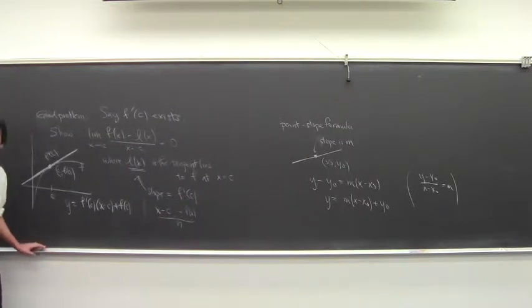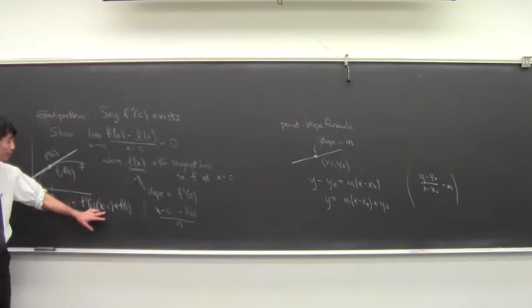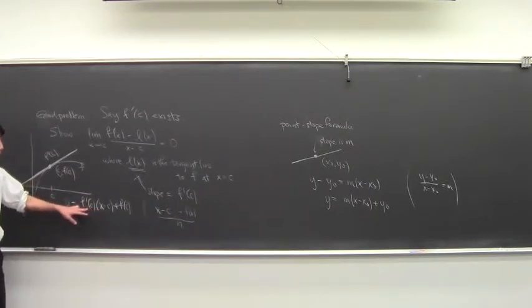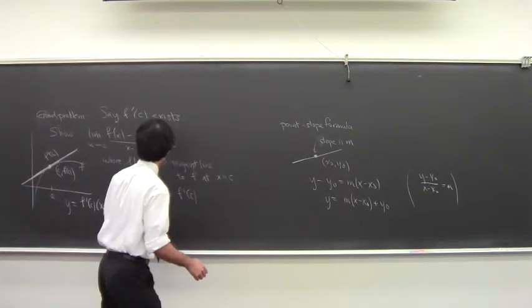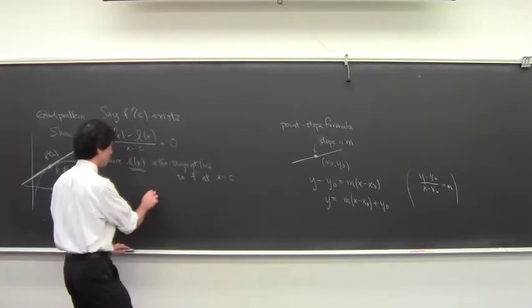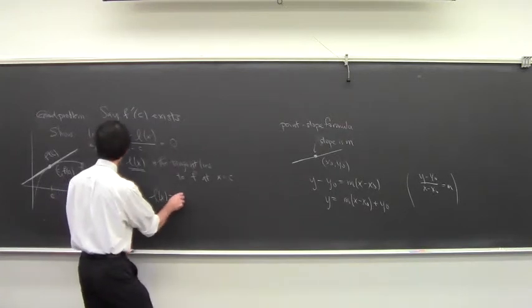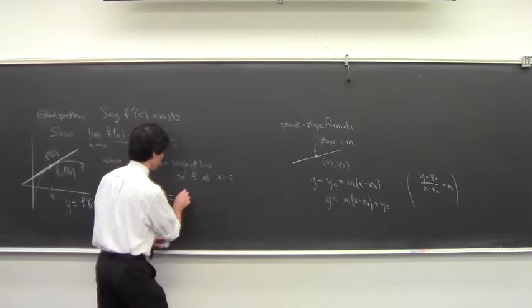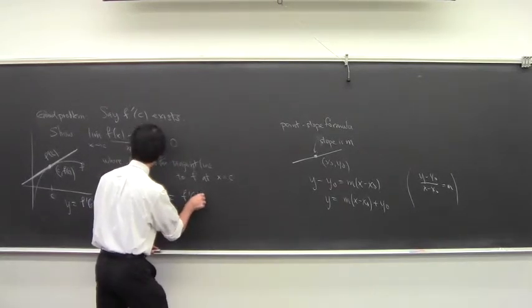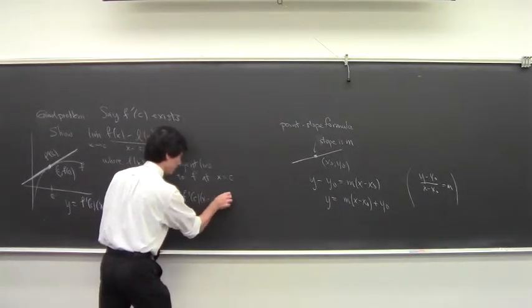Yeah, review your lines. Okay, so you have this thing, right? So what's the equation of a tangent line? L of x is f prime c, x minus c, plus f of c.